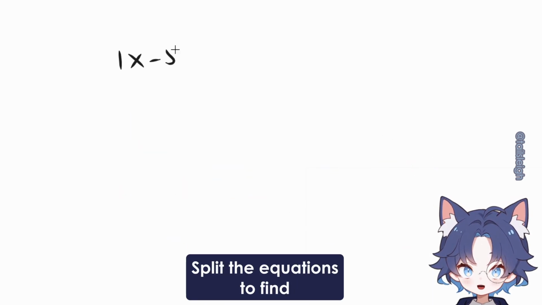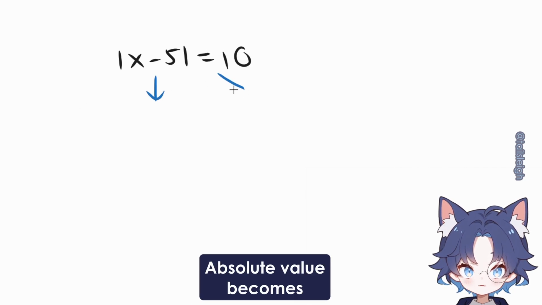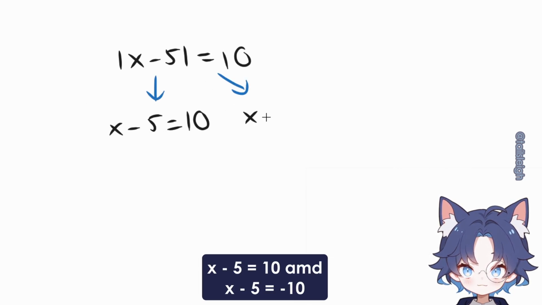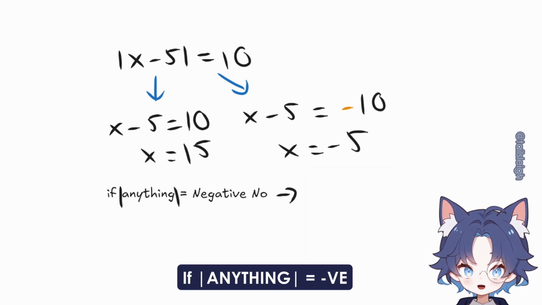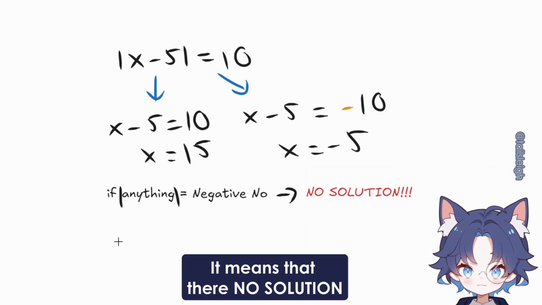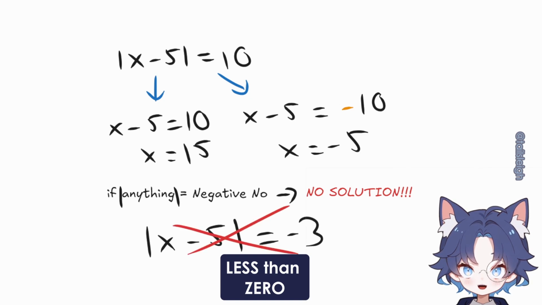Absolute value. Split the equation to find both solutions. In our example, the absolute value becomes x - 5 = 10 or -10. Solve for both solutions. If the absolute value of anything is equal to a negative, it means that there's no solution, as distance can never be less than 0.